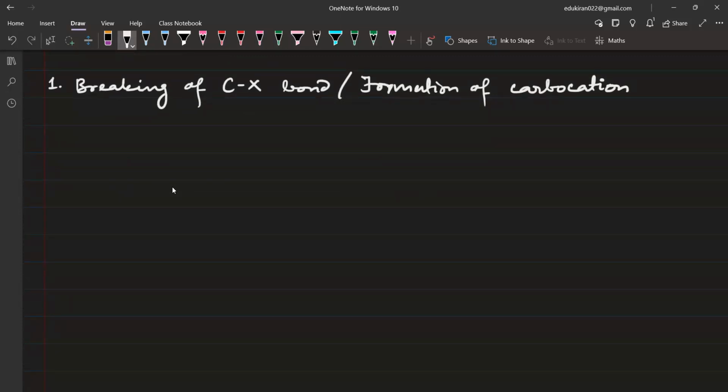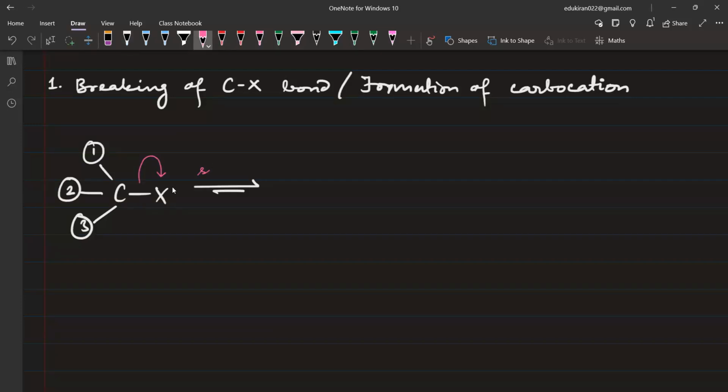नाउ प्लीज ध्यान से देखिएगा, डोंट हैव टू राइट एनीथिंग राइट नाउ. कार्बन एंड देयर आर थ्री ग्रुप्स हियर, 1 2 3. कोई भी तीन ग्रुप यहाँ पे अटैच्ड है, एंड देयर इज वन group that is halogen in which we are most interested. So what would happen in the first step, breaking of CX bond? We can say that this sigma bond can break like this. And obviously this step will be very slow, and also somewhat reversible, not completely, but somewhat reversible.